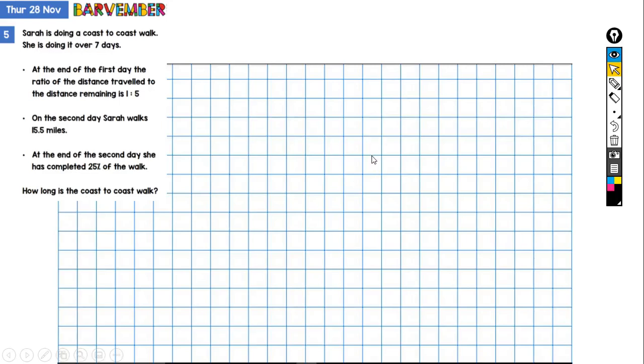Okay, a nice simple little problem today. Sarah is doing a coast-to-coast walk. She's doing it over 7 days. At the end of the first day, the ratio of the distance travelled to the distance remaining is 1 to 5. On the second day, Sarah walks 15.5 miles. At the end of the second day, she has completed 25% of the walk. How long is the coast-to-coast walk, we're asked. Okay, right. We'll just get cracking.